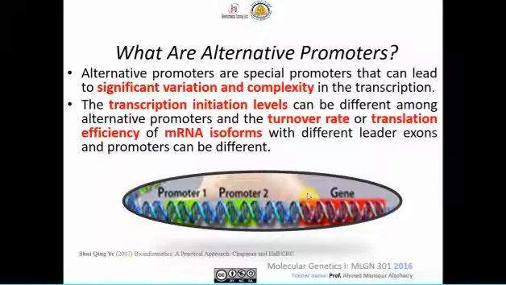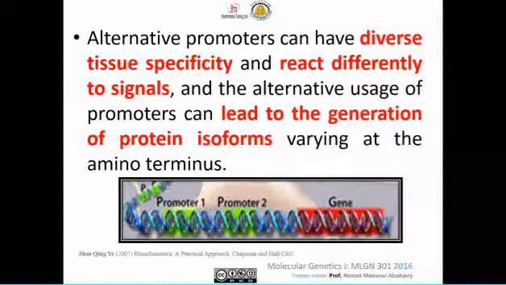Simply, this means that we have one gene but multiple promoters, maybe two, maybe three, and these different promoters can control the efficient translation of that gene in a specific tissue, for example, and the turnover rate of transcription in that specific tissue. So alternative promoters can have diverse tissue specificity and react differently to signals. The alternative usage of the promoter can lead to generation of protein isoforms varying at the amino terminus of the protein. This is actually one of the important uses of alternative promoters.